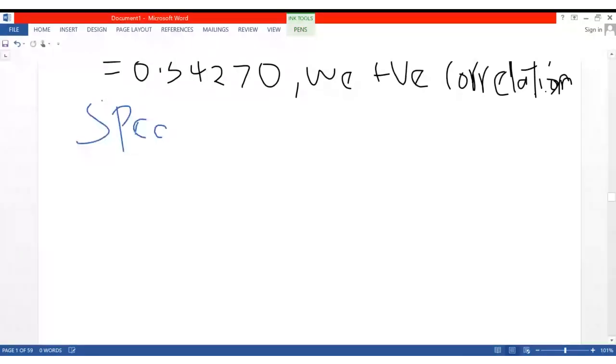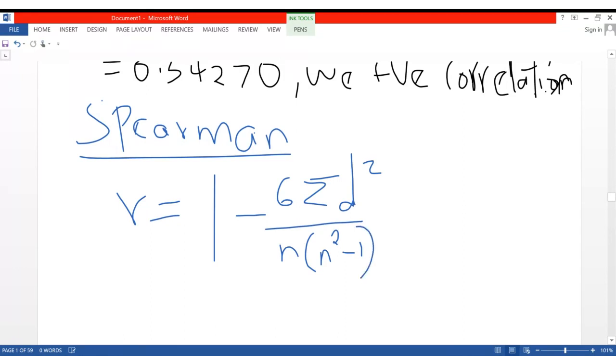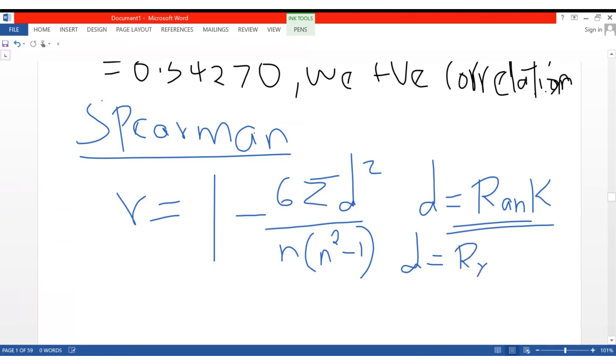For the Spearman's, R is given by 1 minus 6 summation of d squared all over n squared minus 1. You'll be able to see it from the notes. D are the ranks. D is basically rank X minus rank Y, or it can also be rank Y minus rank X. It doesn't matter, because we shall square it. When you get a negative answer, we shall still be able to square it.